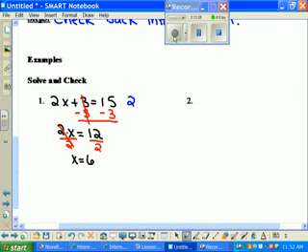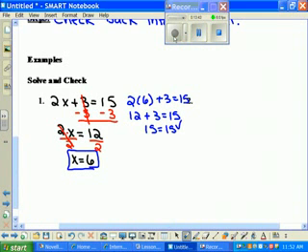Okay, so when we check back into the original, you should have had 2 times 6 plus 3 equals 15. Did you all set it up like that? Nice. All right, so then we have 12 plus 3 equals 15. 15 equals 15. It checks. So here's your answer. How'd we do? Good. I want you to do the next one. Check your answer with your partner, and then we'll go over it.